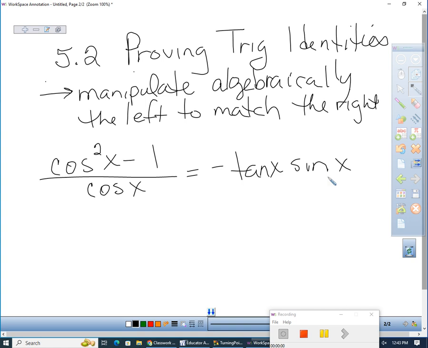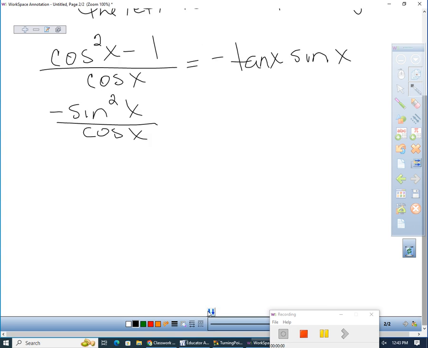First thing, though, I'm going to switch out that Pythagorean identity, right? Cosine squared x minus 1. We're used to seeing it as 1 minus cosine squared, correct? That means sine squared. This is reversed around the other way. Yes, so this is negative sine squared. Very good. Over cosine x. Does this match negative tangent x sine x yet? So what do you have to do to get it to match? What do you think?